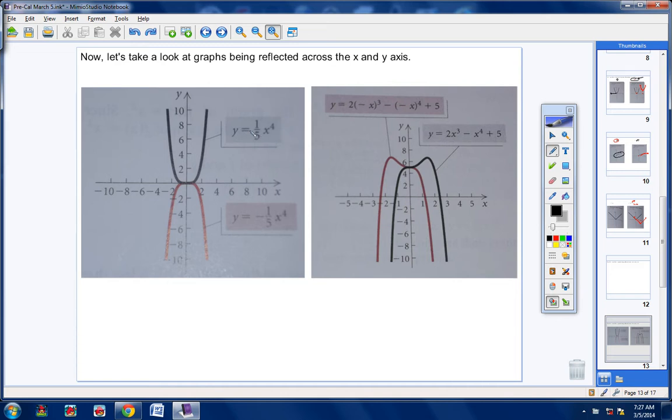Now, notice how the 1/5 became negative. Do you see that? So when we changed this 1/5 to a negative, notice how it picked up the graph and flipped it across the x-axis. We call that reflected across the x-axis. So if there's a point up here, it's like it swiveled and rotated. This point comes down here. This point flips on the x-axis and comes down here. This point flips and comes here.